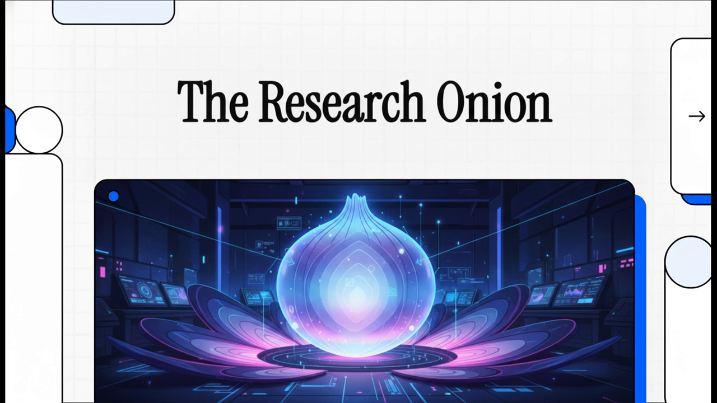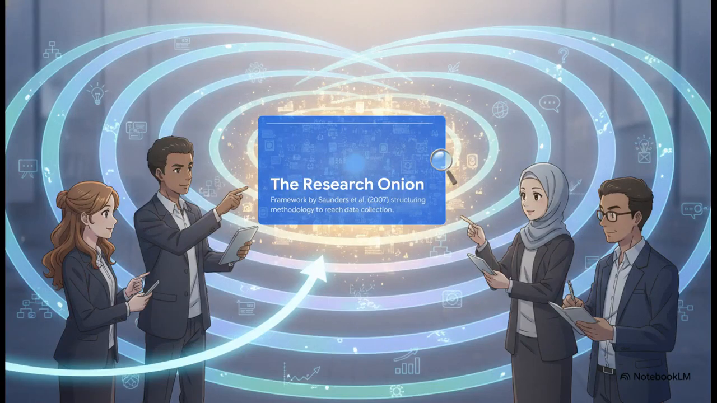Well, in the world of academic and professional studies, that glowing onion represents your entire research decision-making process. And today we're going to meticulously peel back every single layer of that structure to show you exactly how to design a flawless study from the outside in. Okay, let's dive right into this.